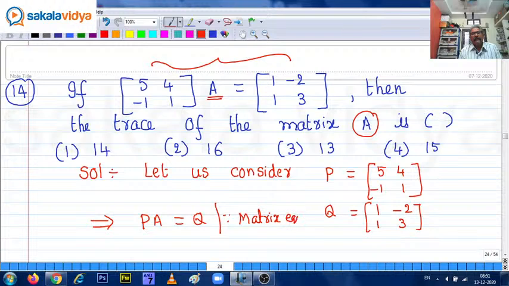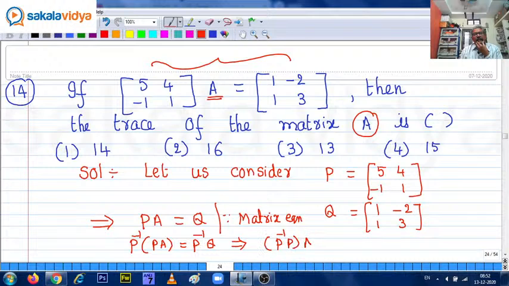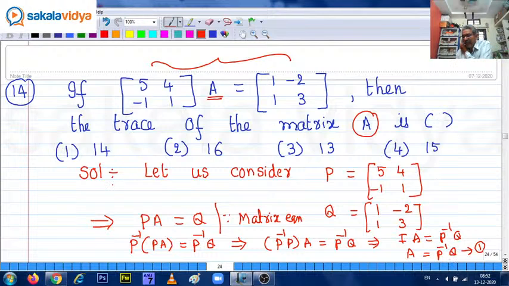Matrix equation. So we need to solve the matrix equation. To solve it, we need to operate P inverse on both sides. If you operate P inverse on both sides, P inverse of PA equals P inverse multiplied by Q. So this can be written as P inverse of P of A equals P inverse into Q. Inverse matrix into P is I. So we get IA equal to P inverse Q. I is the identity matrix, so we get A equals P inverse into Q. So with the help of this equation we can find the A matrix.